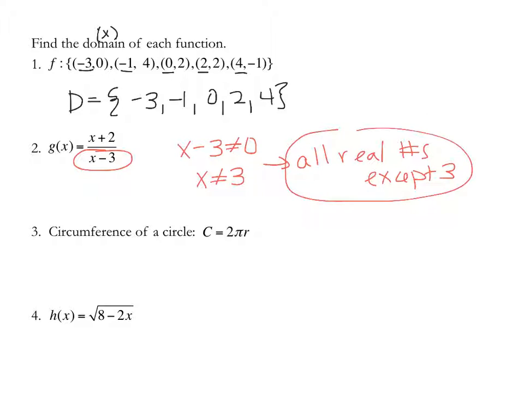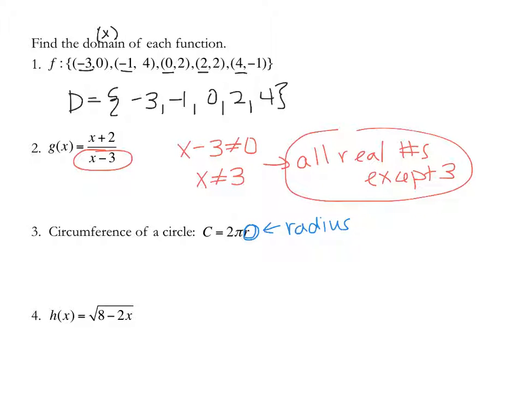That's the answer. In number 3, it's talking about the circumference of a circle. So off the bat, looking at it, there's no mathematical restrictions on it. There's no denominators, there's no radicals, so we could at first think that it's all real numbers. But we need to remember what r stands for. R in this circumference of a circle formula stands for the radius.